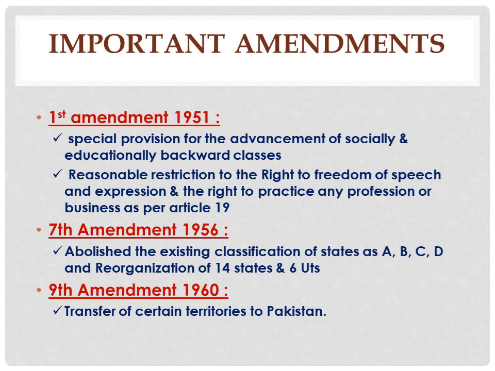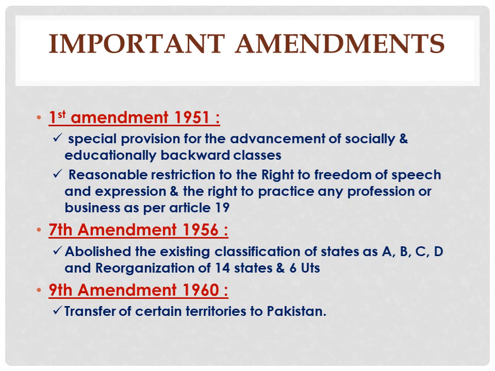The first amendment, which was made in 1951, added special provision for the advancement of any socially and educationally backward classes or for the scheduled castes and scheduled tribes. This amendment provided several new grounds of restrictions to the right to freedom of speech and expression and right to practice any profession or to carry on any trade or business as contained in Article 19 of the Constitution.